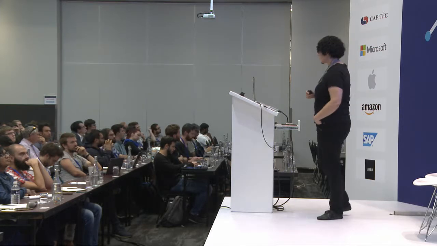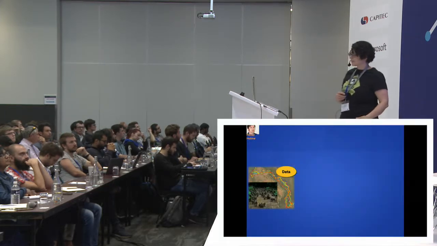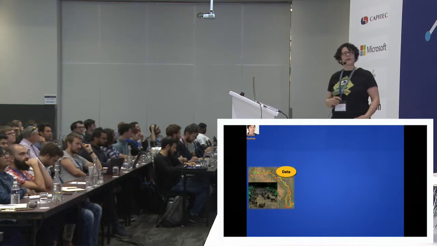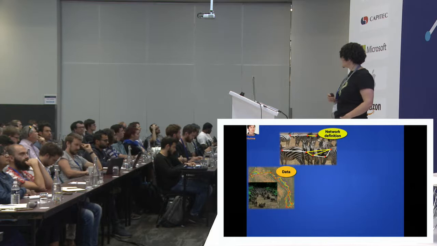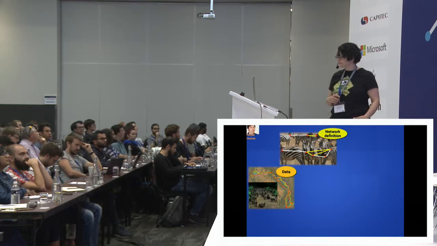So, dynamic networks, and a lot of these definitions are thanks to Peter Holme. We typically start with data, and then we have to talk about how we define the network, whether nodes are close enough or long enough or other.